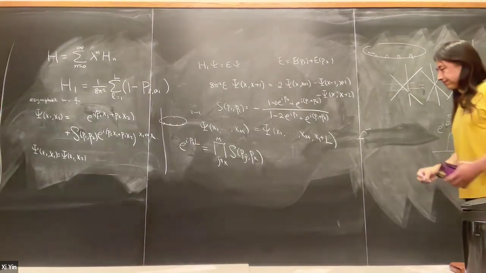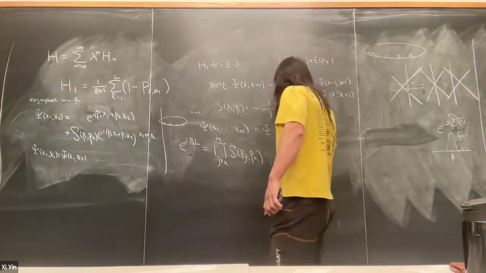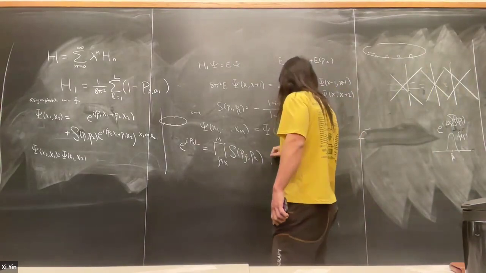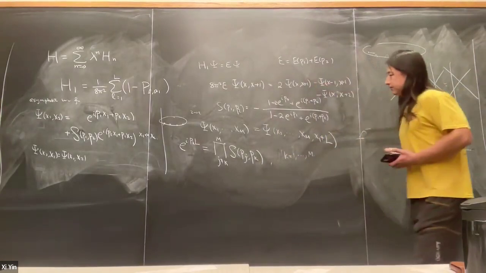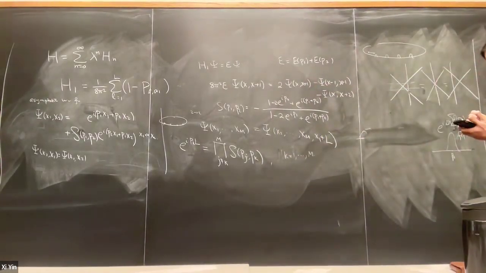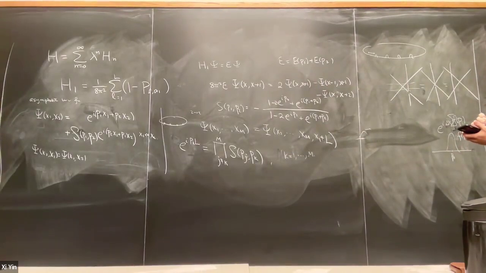Okay. So you have this for every k from 1 to M. So that's a system of M equations.